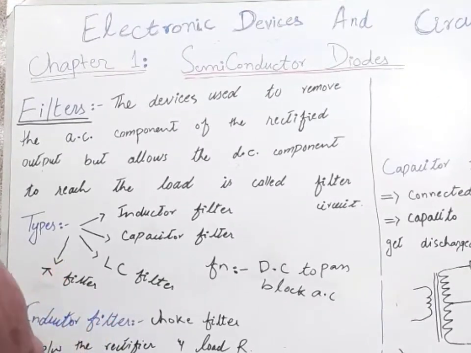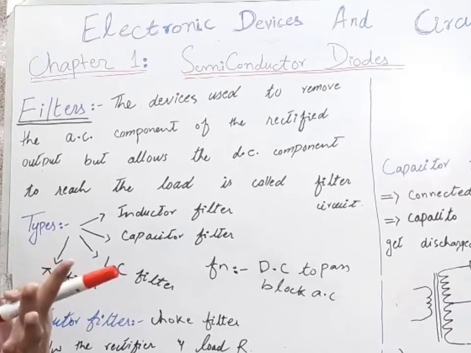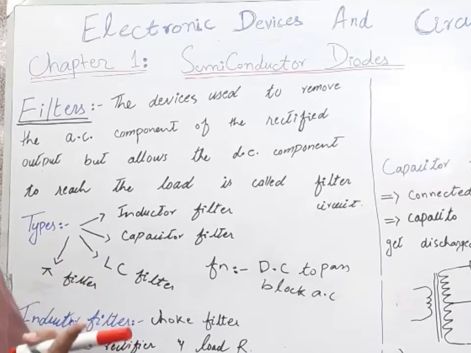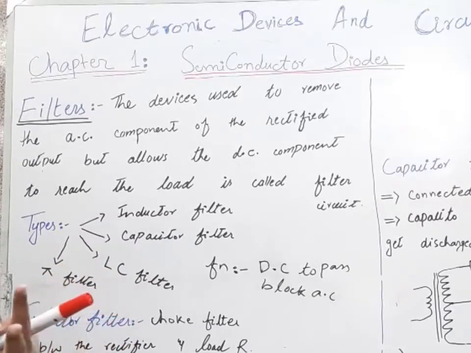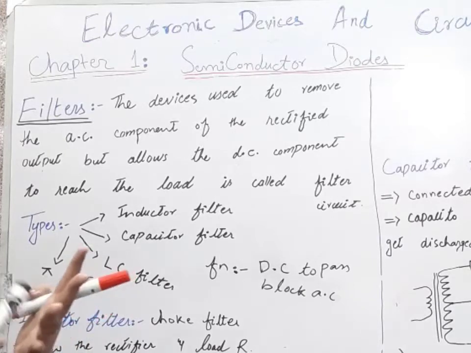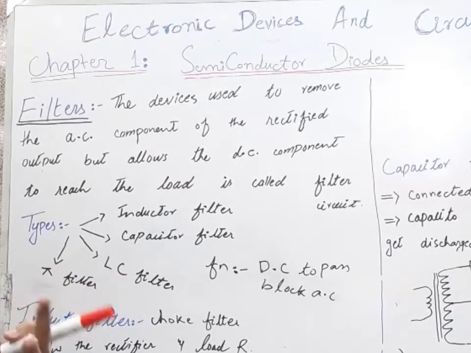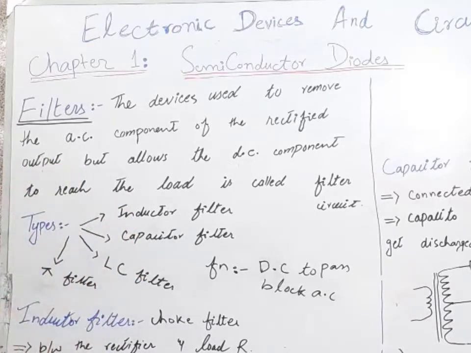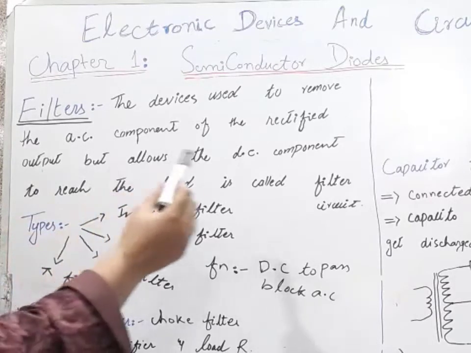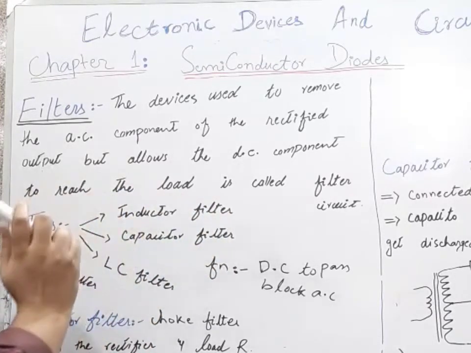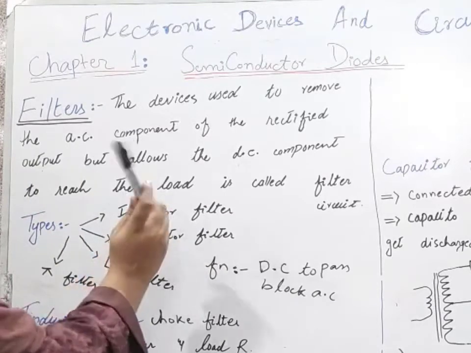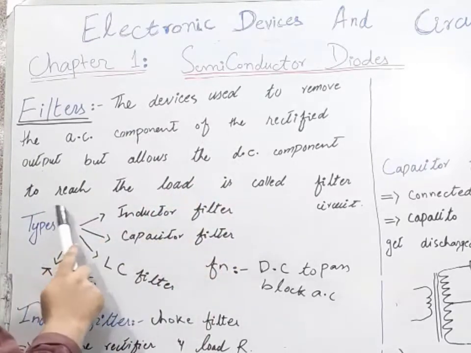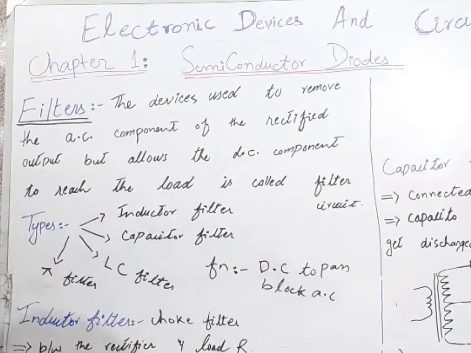In our previous lectures, we have discussed semiconductors, diodes, light emitting diodes, photodiodes, Zener diode, ideal and practical diode, rectifiers, full wave rectifier, bridge rectifier, center tap rectifier. And in our last lecture, we will discuss filters. What are filters? The devices used to remove the AC component of the rectified output but allow the DC component to reach the load are called filter circuits.